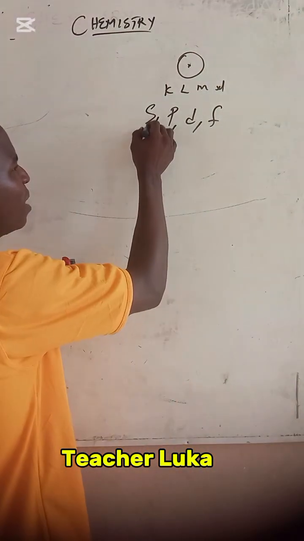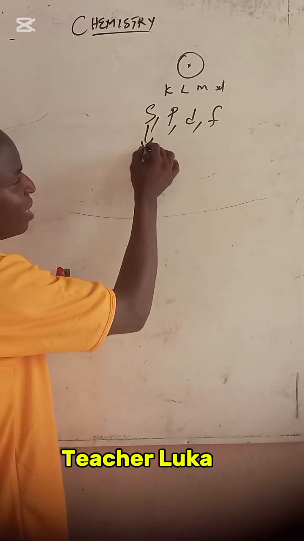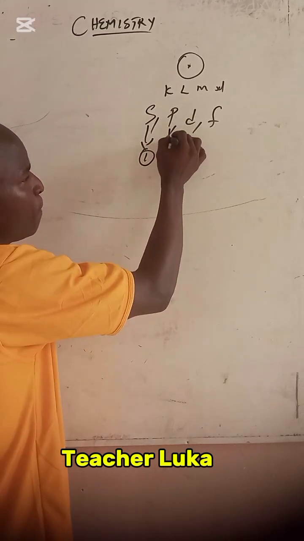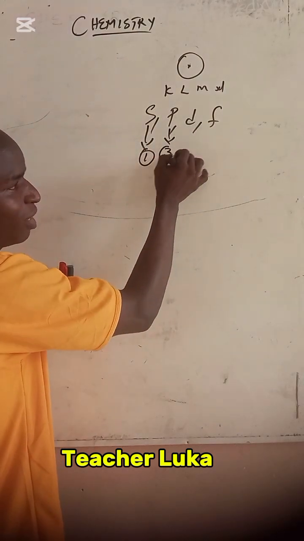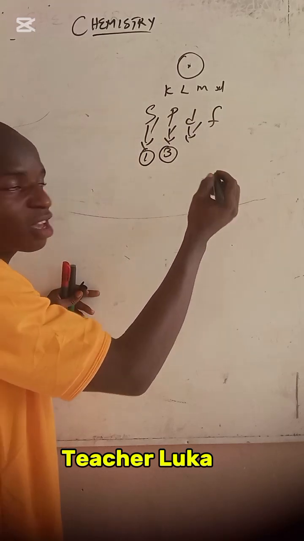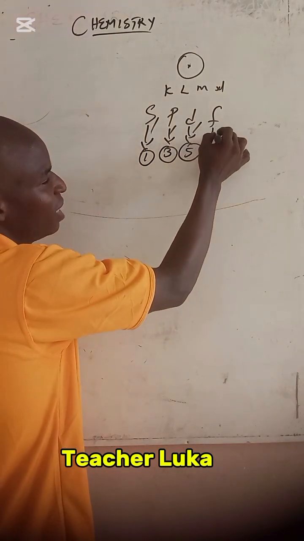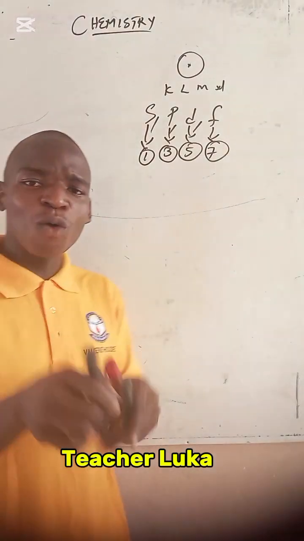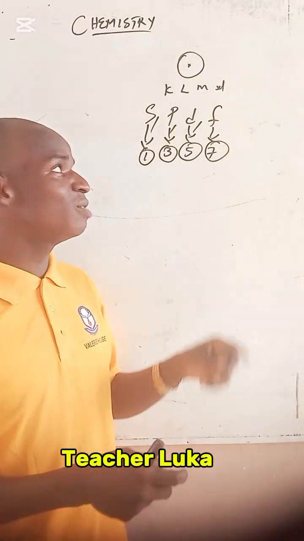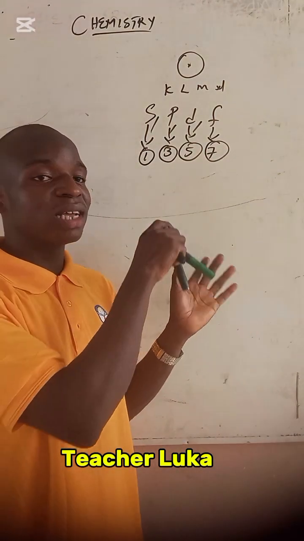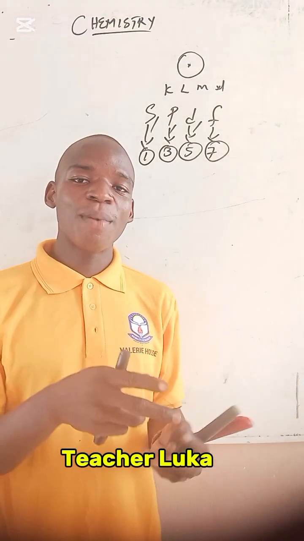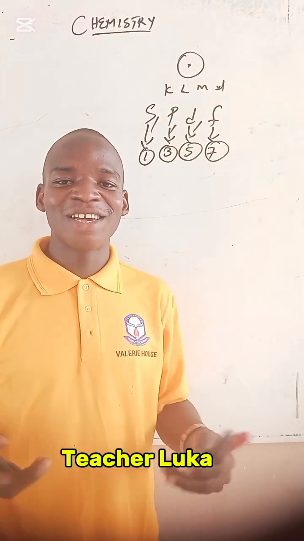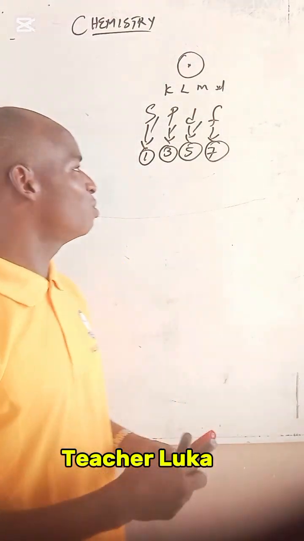Now, the S sublevel, from our previous video, we learned that it has one orbital. The P sublevel has three orbitals. The D sublevel has five orbitals. And the F sublevel has seven orbitals. In case you are watching this video and you've not seen my previous video on how to write electronic configuration, please go back and watch that video and thank me later, all right? Thank you. Now let's move on.